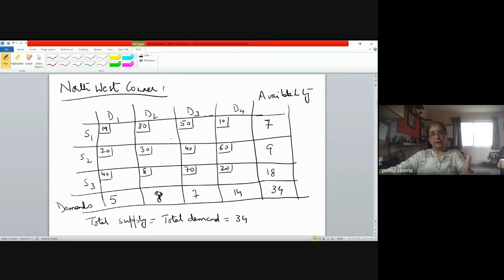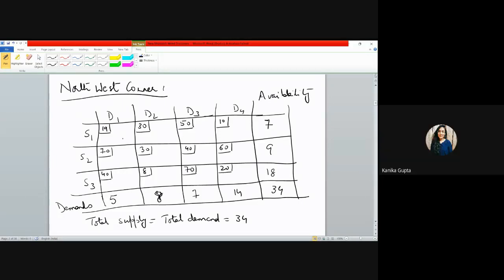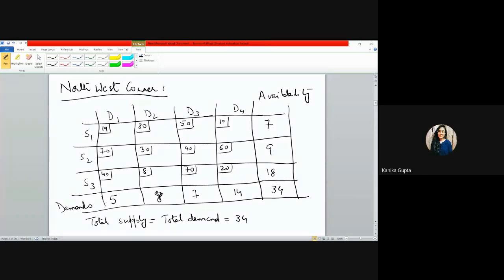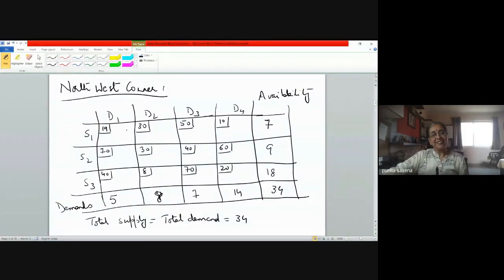ये टेबल तुम्हारे सामने है, right? So with the sense of directions, which one is the northwest corner? D4. The availability corner, the column. Northwest. Ma'am, S1, D1. S1, D1. Okay. This corner, this cell is the northwest cell.